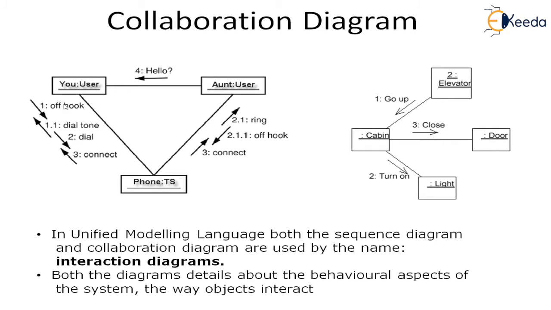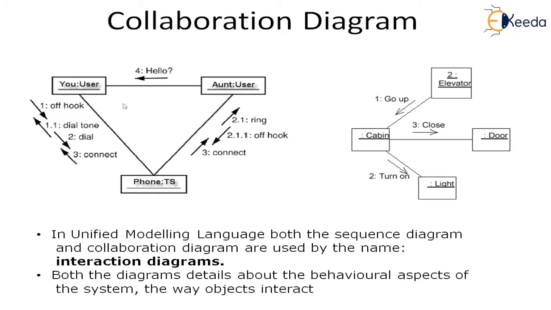There is an off hook, and there is the dial tone, and then there are some sub messages or subsequences. So it is off hook, then 1.1 is dial tone, then 2 is dial. So the dial is coming. Always it is showing an arrow with the message. So when the off hook is coming this side, dial tone is going that side. When the dial is coming this side, if the dial is correct, then the connect is going to the other side. And this is like the phone exchange.